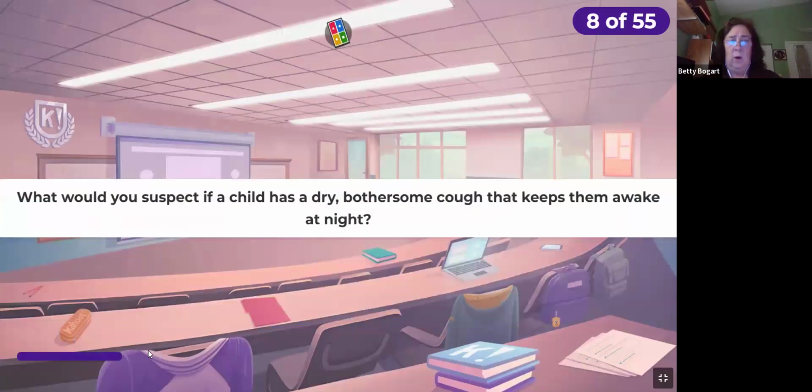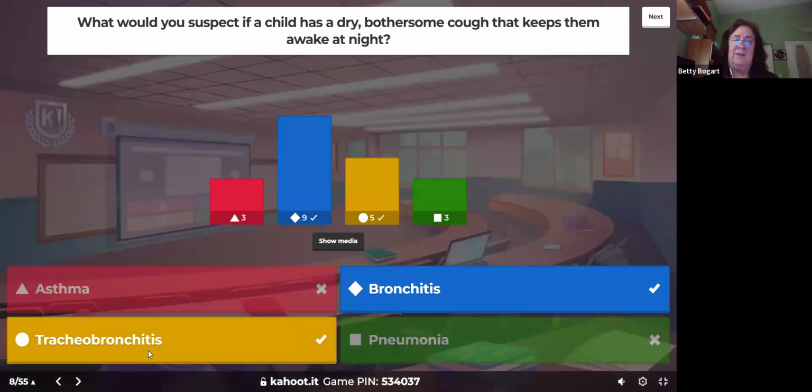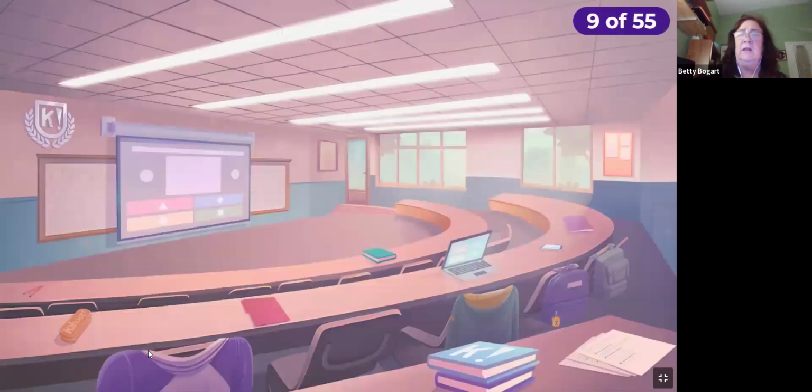Multi. What would you suspect if a child has a dry, bothersome cough that keeps them awake at night? What is that called? Remember, we treat it with cough suppressants, usually. Many physicians order a Z-Pack. That's usually what they order. But it's called bronchitis. The other name is tracheobronchitis, where the trachea and the bronchi are inflamed. It's the same thing. Asthma and pneumonia are something completely different.